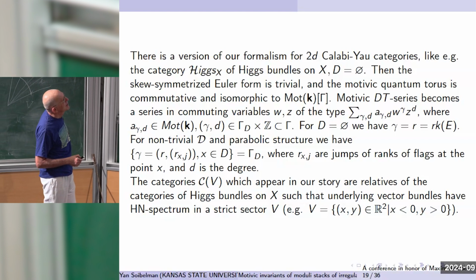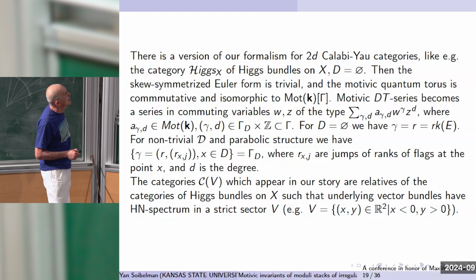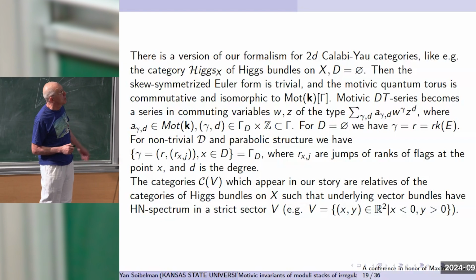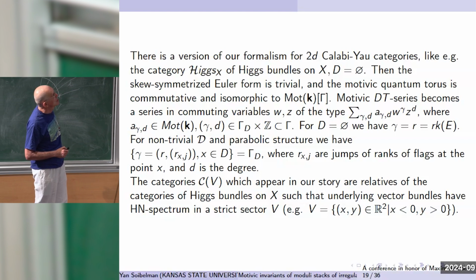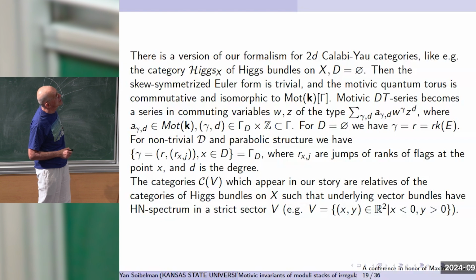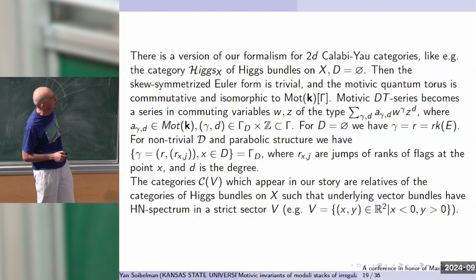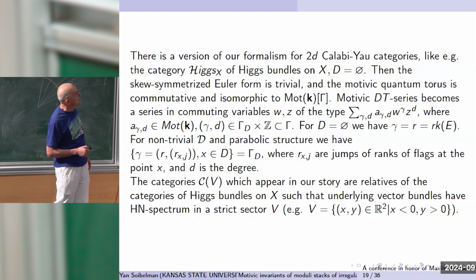Anyway, for gamma, if there are no marked points, then gamma is just a rank. But in the parabolic case, we need to take care of the jumps of ranks of flags. And so then gamma will belong to a certain monoid, and here it is basically a rank, and these jumps of flags, one for each point of the support of the divisor.